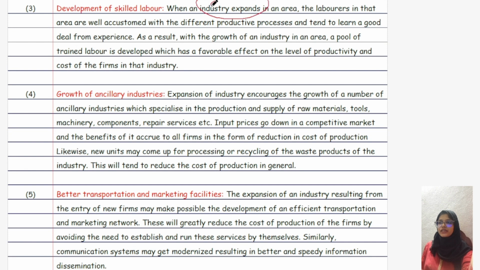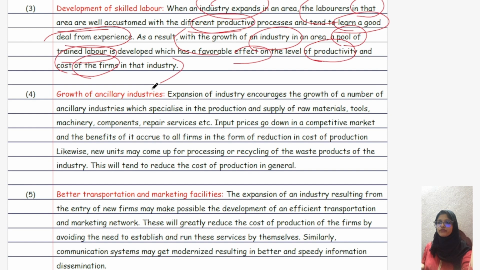Development of skilled labor. When an industry expands, the laborers in that area become well accustomed to different productive processes and tend to learn a good deal from the experience. As a result, with the growth of an industry in an area, a pool of trained labor is developed, which has a favorable effect on the level of productivity and cost of the firms in that industry. So when the industry expands, the laborers also grow. They are able to understand what type of skill they require and what kind of experience they need. So skilled labor is developed.